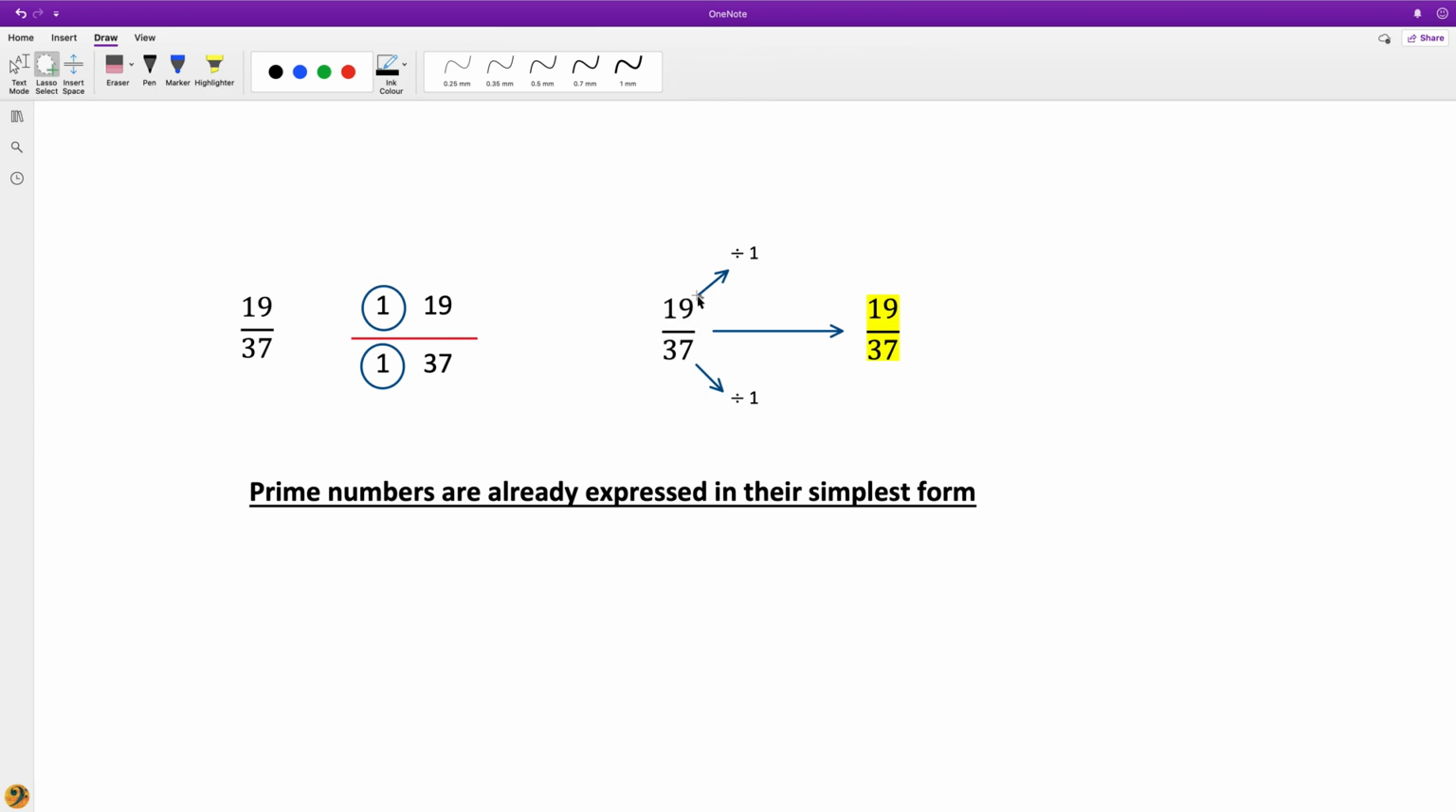So we have our numerator, 19, and we divide that by the highest common factor of 1, gives us 19, and the denominator of 37, we divide that by 1, which is the highest common factor, and we get 37. Okay, so a couple of steps of working out here to show how and why 19 over 37 can't be simplified any further, and why that is already its simplest form.